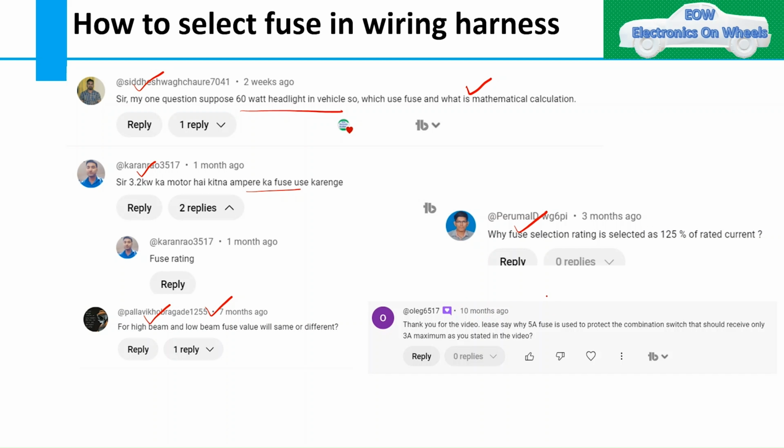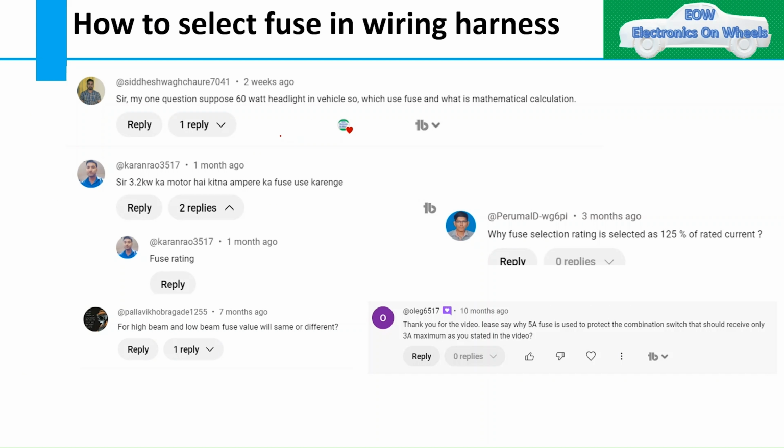And then one more question asked by Oleg: in one of the videos we said that the combination switch takes around 3 amps. We had just given an example of 3 amps of current for one particular combination switch. So why are you using a 5 amp fuse to protect the combination switch when it receives only 3 amps of maximum current, as you stated in the video? These two things are related to each other. We will discuss them in detail later, and we will take all these questions at the end of this video.